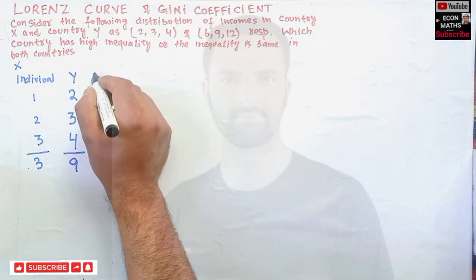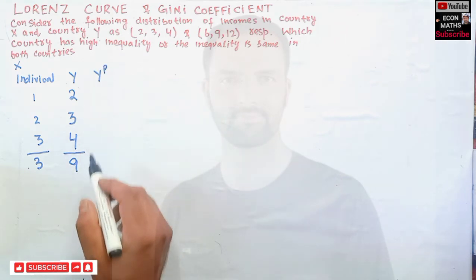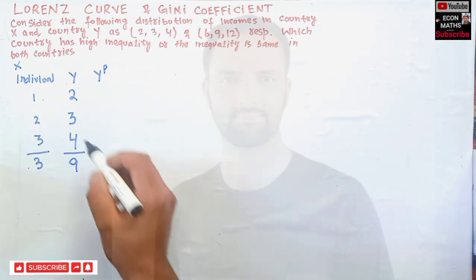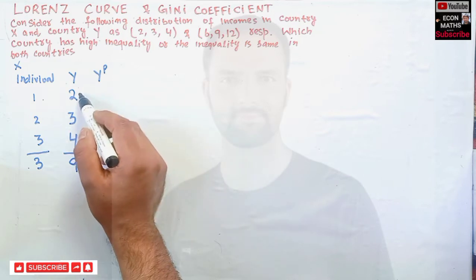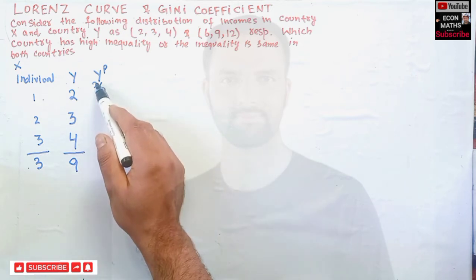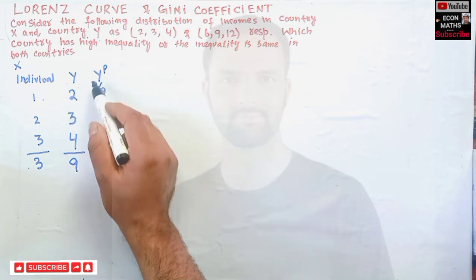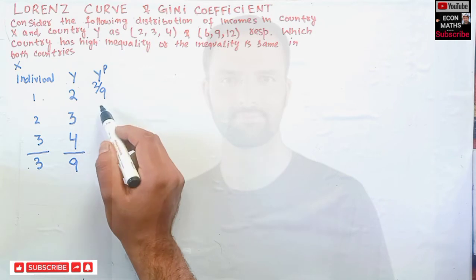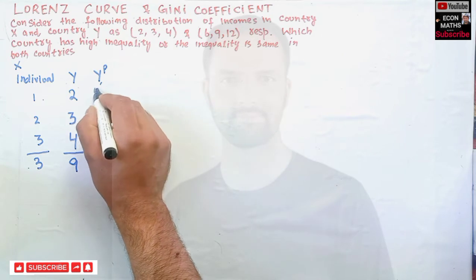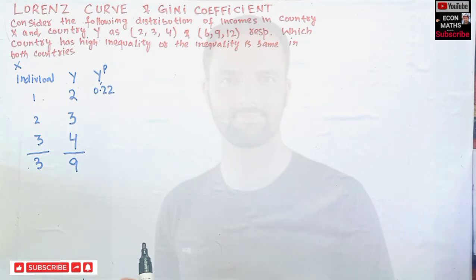Let us write Y superscript p as the proportion of income owned by the first individual. So what proportion of income does the first individual hold? It is simply 2 divided by 9. So 2 is the income that he owns, and total income is 9. So the share of income that he holds is 2 over 9, which comes out to be 0.22. That's 22% of total income owned by the first individual.